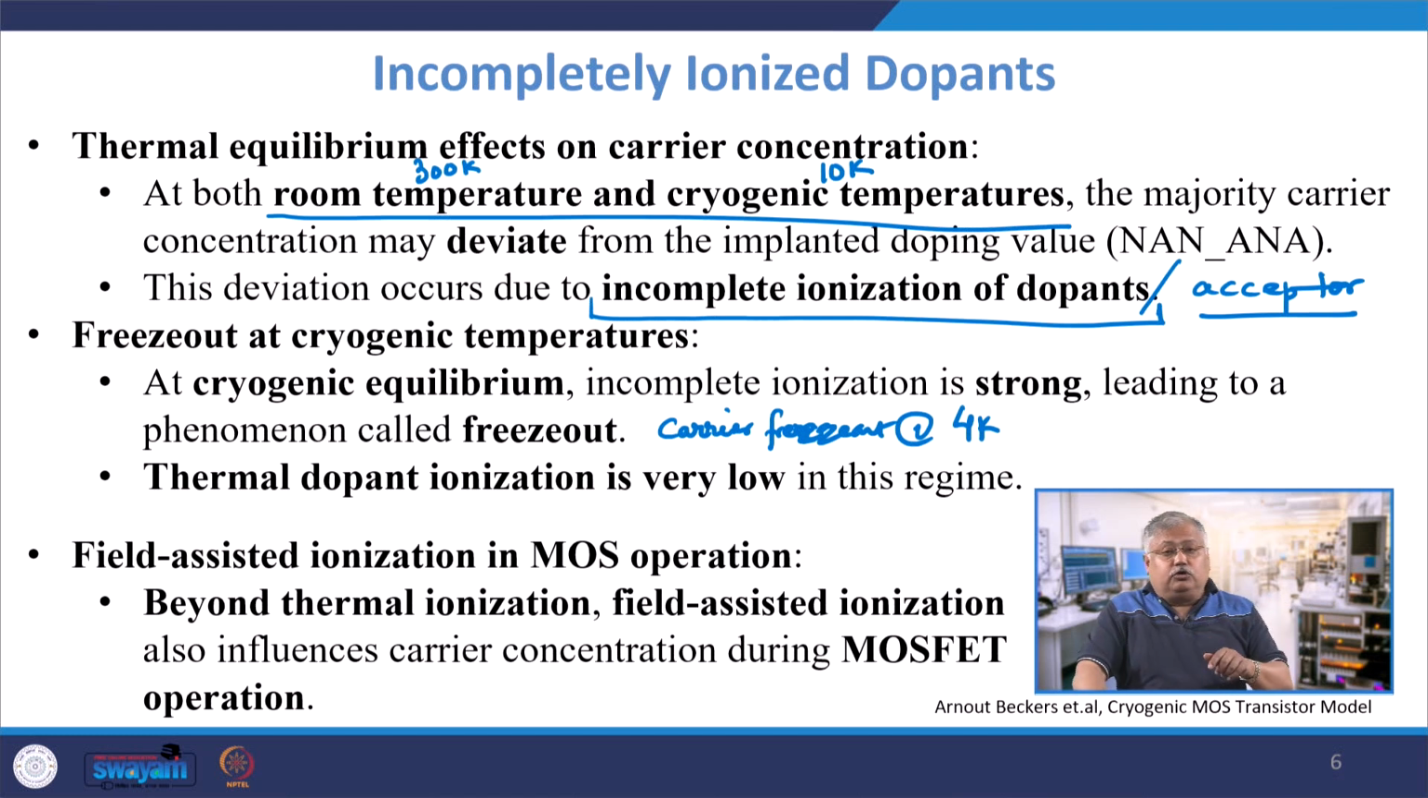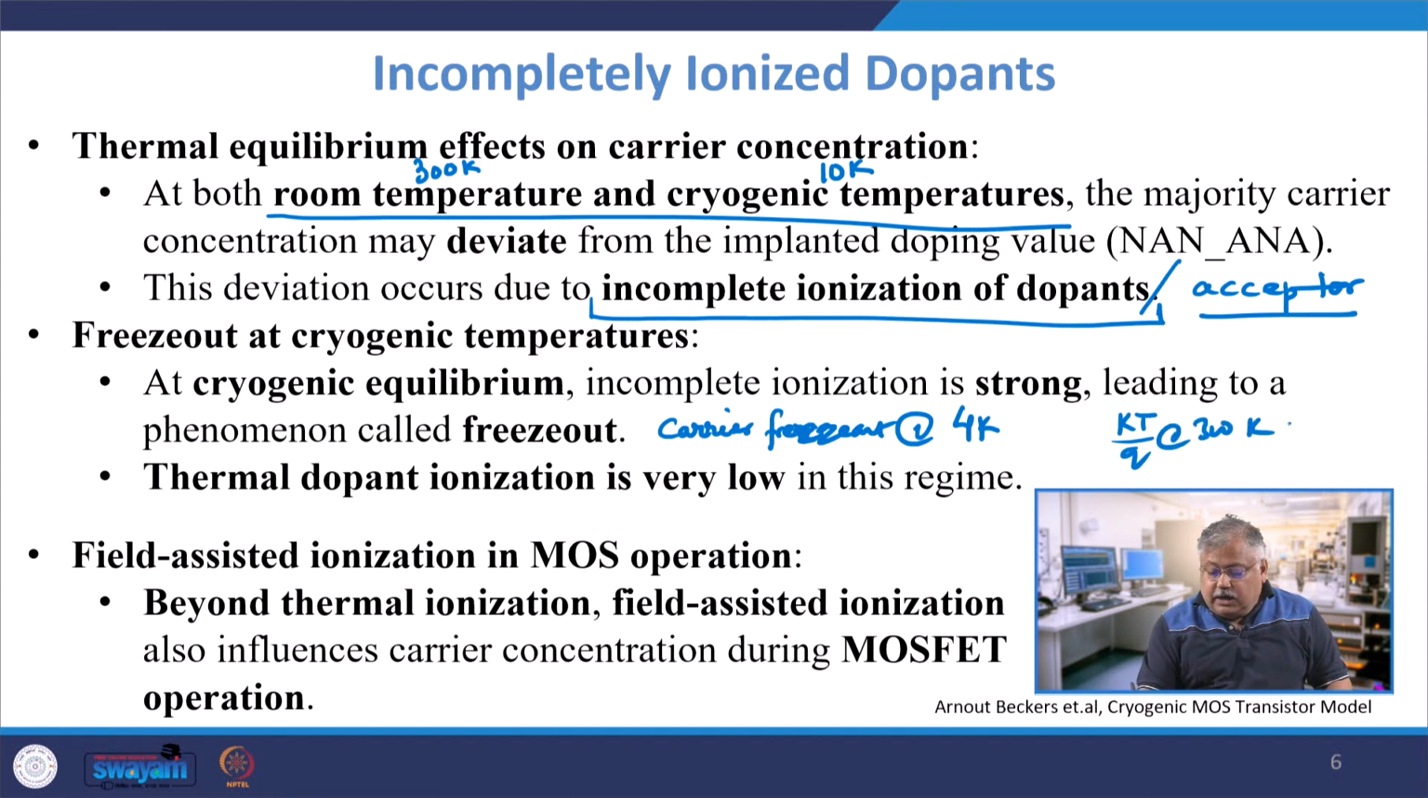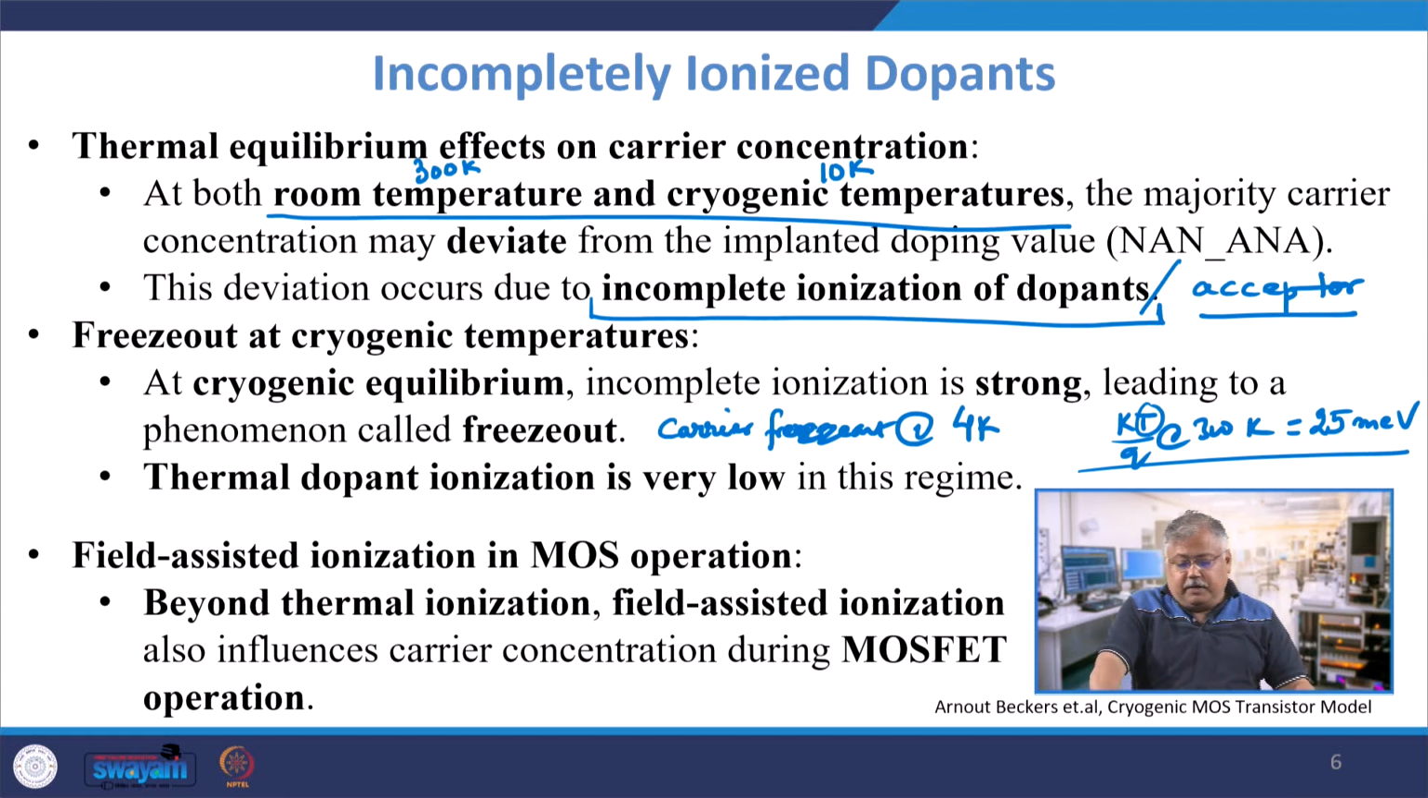At 4 Kelvin the contribution from thermal dopant ionization is very low, because your energy is so low. If you remember, kT/q at 300 Kelvin, the thermal equivalent voltage, is approximately 25 milli electron volt. At around 4 Kelvin there will be a two-order decrement in your thermal energy, and therefore that might not be enough to generate a large amount of ionization. As I discussed with you, field-assisted ionization is also available, and it influences the concentration in bulk MOSFET operation, especially in the cryogenic region.